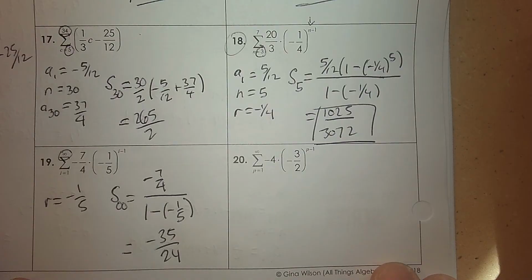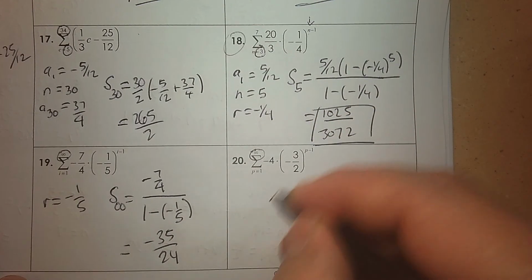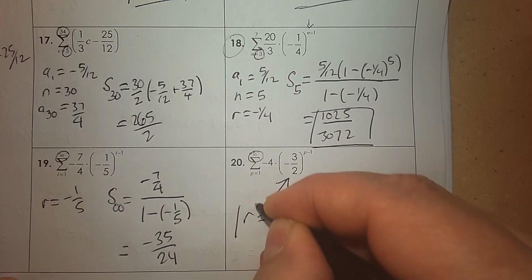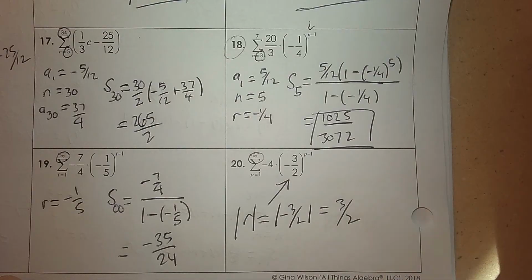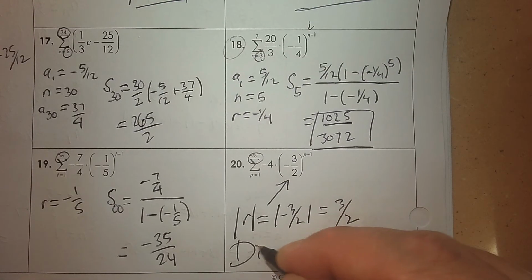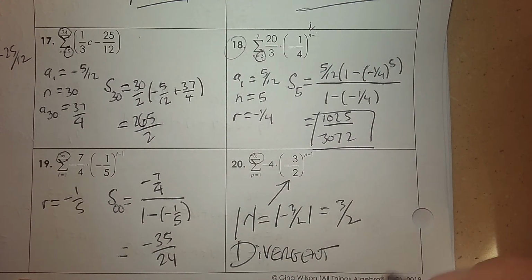If I look at number 20, it also goes to infinity. But look at the ratio. What's the absolute value of that? Is that number bigger than 1? So this, you know what word we use? We say it diverges, or it's divergent, right? So is there a sum?